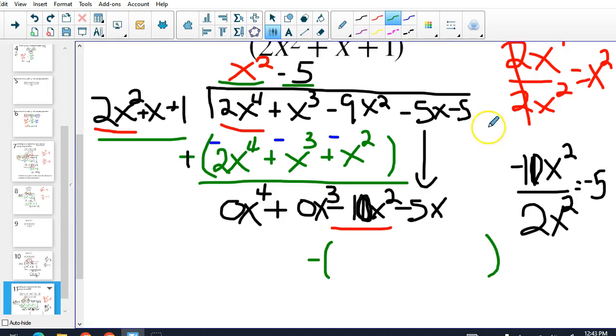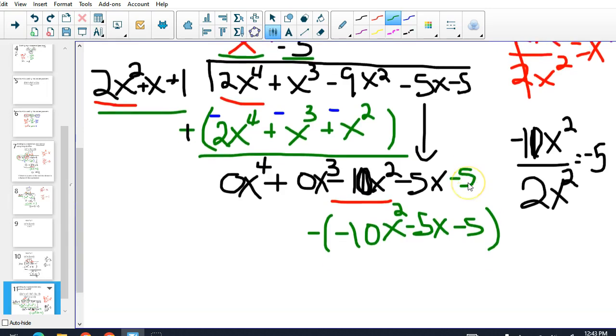Okay, so negative 5 times 2x squared will be negative 10x squared. Okay. Negative 5 times x, negative 5x. Negative 5 times 1 will be negative 5. By the way, this should be down here as well. Dragging the whole thing down so that we have a term to subtract from.